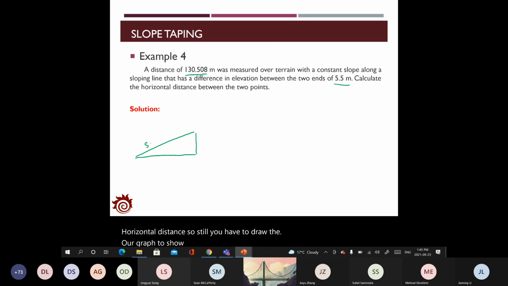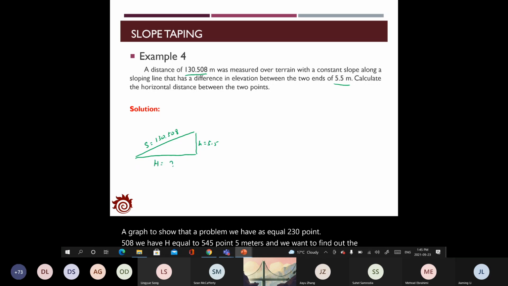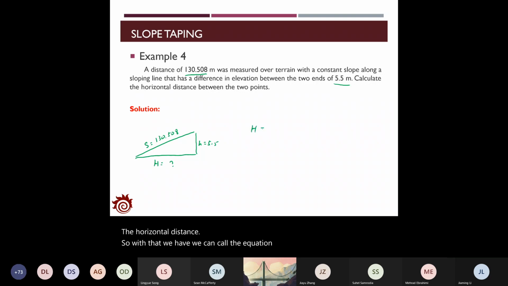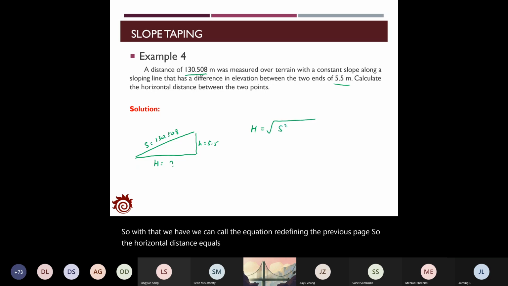We have s equal to 130.508. We have h equal to 5.5 meters, and we want to find out the capital H, the horizontal distance. With that, we can call the equation we defined on the previous page. So the horizontal distance equals the square root of s squared minus h squared.